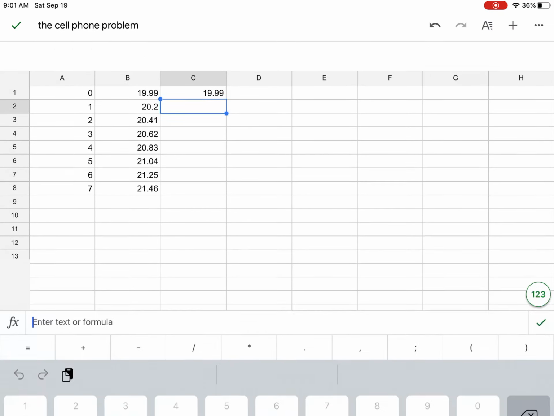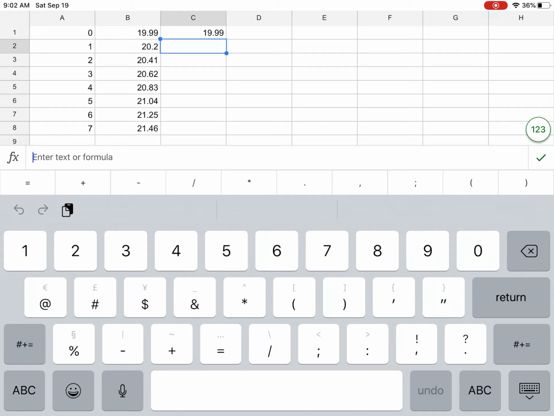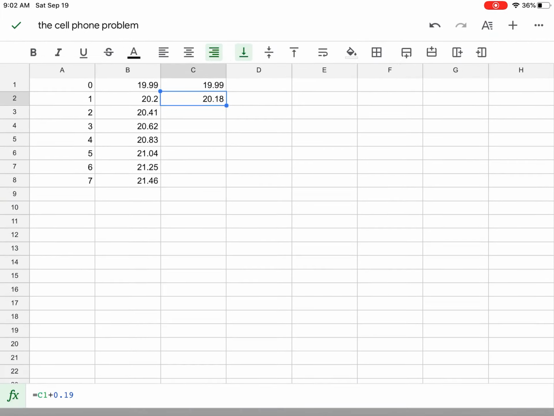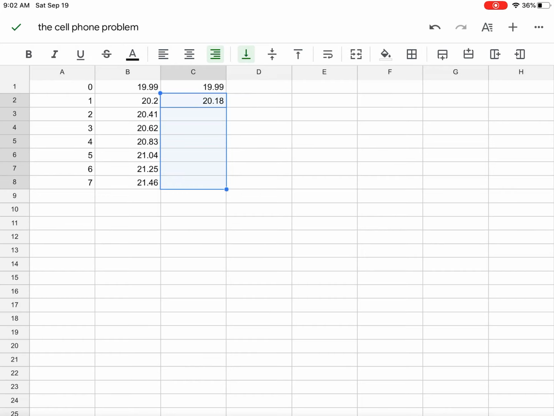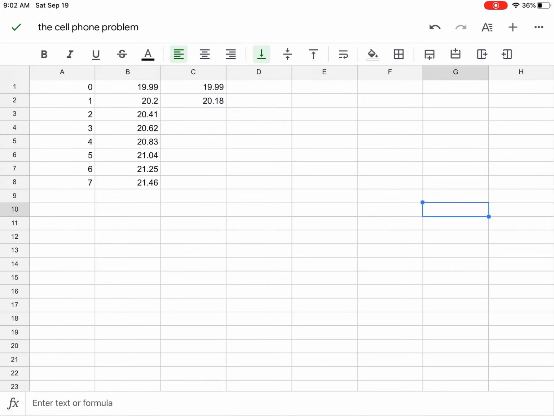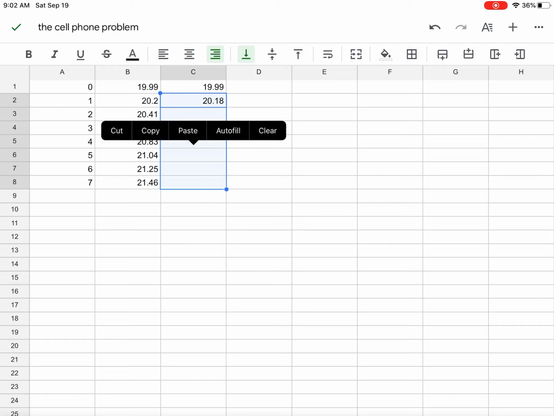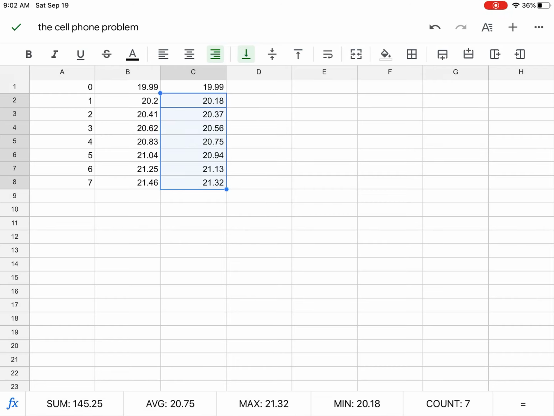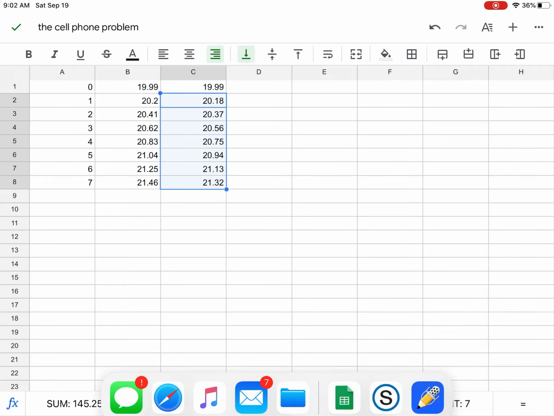And then over here, we want to go up by 19 cents. So I'm going to say equals the cell above plus 0.19. And then hit that check mark, drag it down, and hit autofill. I bumped that with my knuckle. There we go. Fantastic.